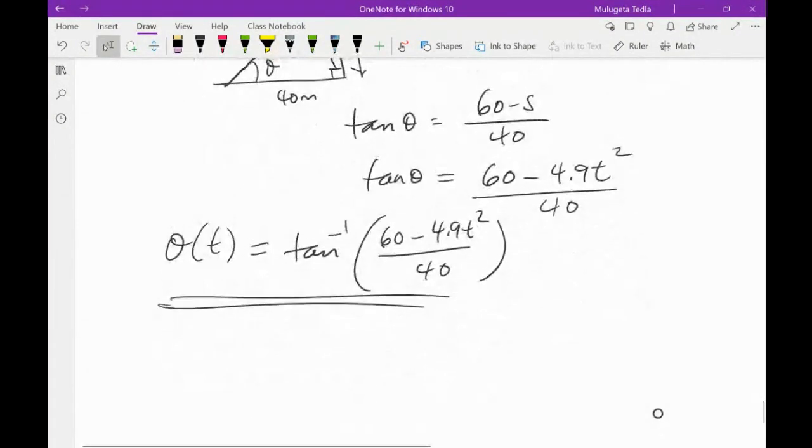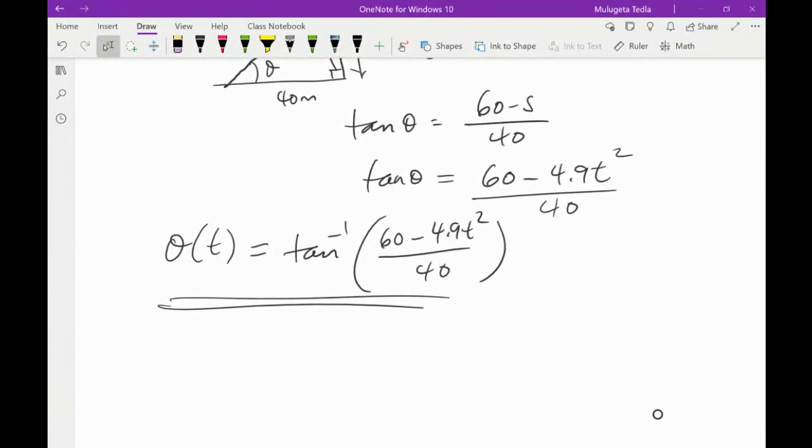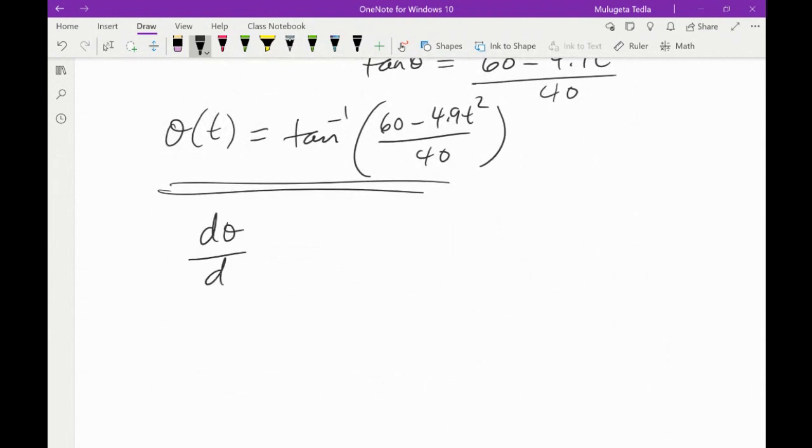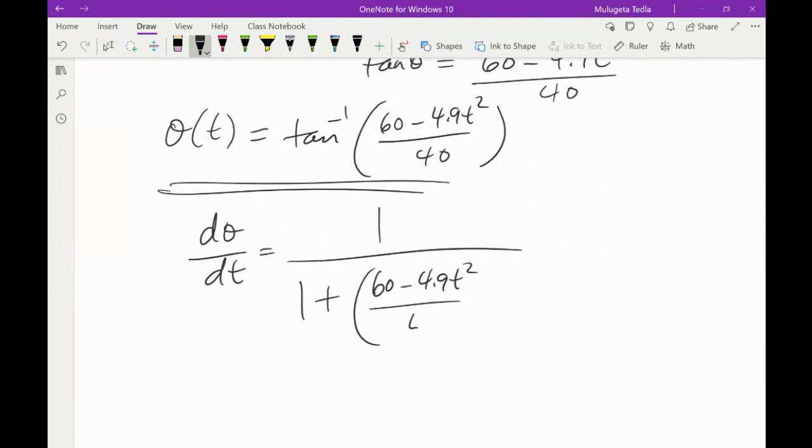So then what do you do? What do they say? How fast? So find the derivative then. d theta by dt is what they are asking. So 1 over 1 plus u squared, that is 1 over 1 plus ((60 minus 4.9 t squared) over 40) squared. Remember that is your u. Times du by dt, the derivative of the angle.